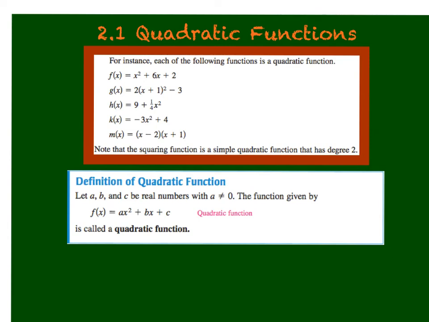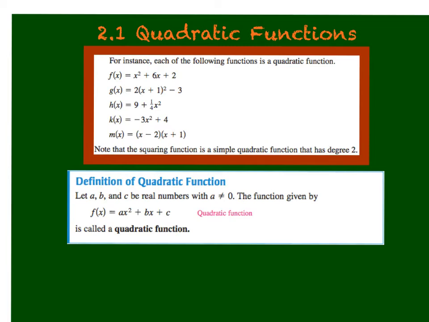Here we go, chapter 2, section 1a, quadratic functions. What makes something a quadratic function? An x squared, exactly. Okay, a power of 2. So, on f of x, I got x squared plus 6x plus 2. That's called a definition quadratic. That's what you're most accustomed to.